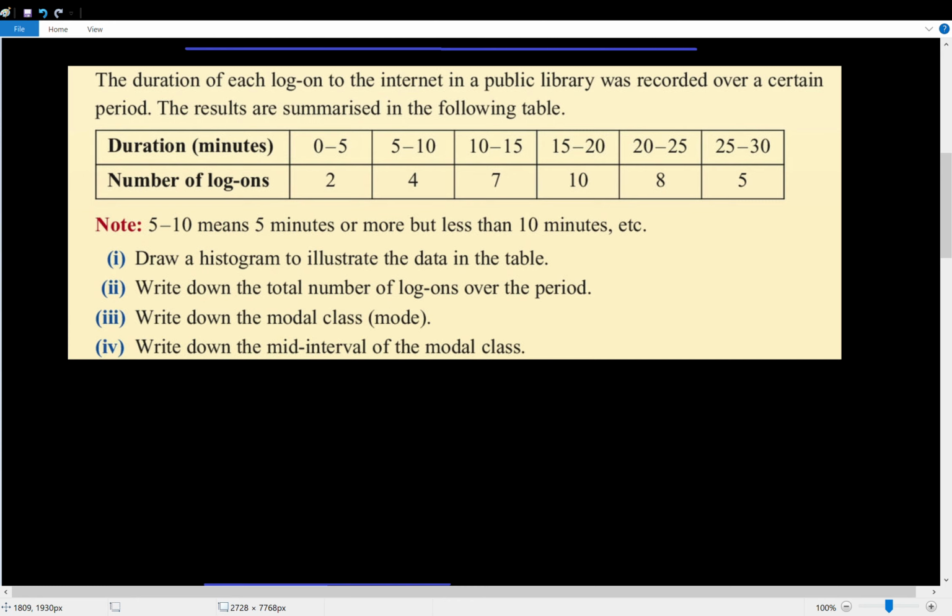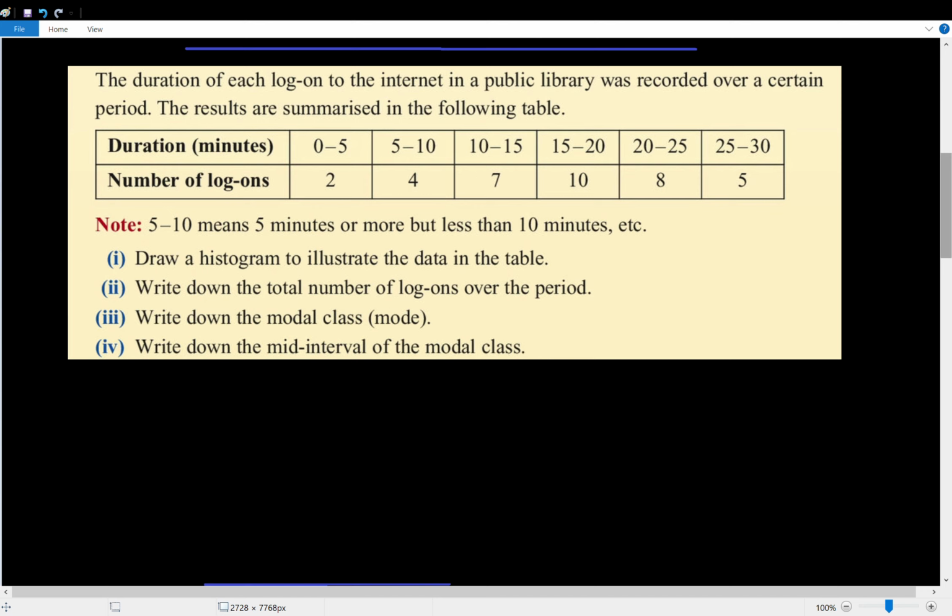And the number of logons given for each of those intervals is 2, 4, 7, 10, 8, and 5 respectively. And we're also given a note underneath this table that says that 5 to 10 means 5 minutes or more but less than 10. In other words, 0 to 5 goes from 0 minutes right up to but not including 5 minutes. And 5 to 10 goes from 5 minutes right up to but not including 10 minutes, and so on.